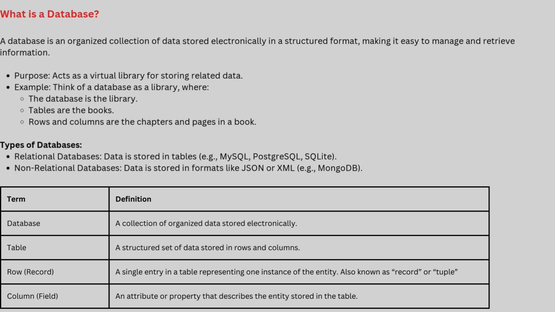Here are the terms and definitions. Database, a collection of organized data stored electronically. Table, a structured set of data stored in rows and columns. Row, or record, a single entry in a table representing one instance of the entity. Also known as record or tuple. Column, or field, an attribute or property that describes the entity stored in the table.